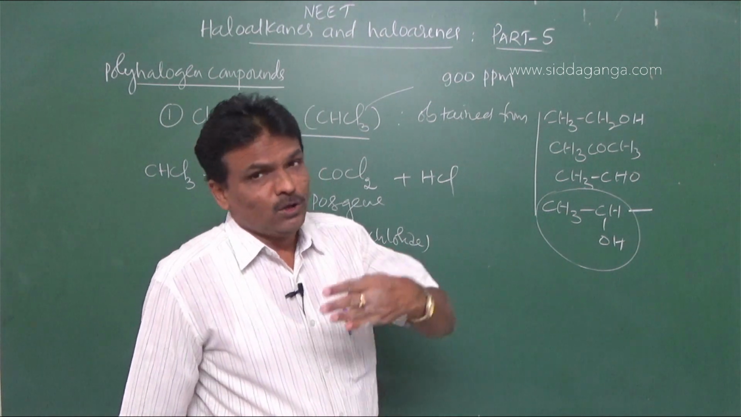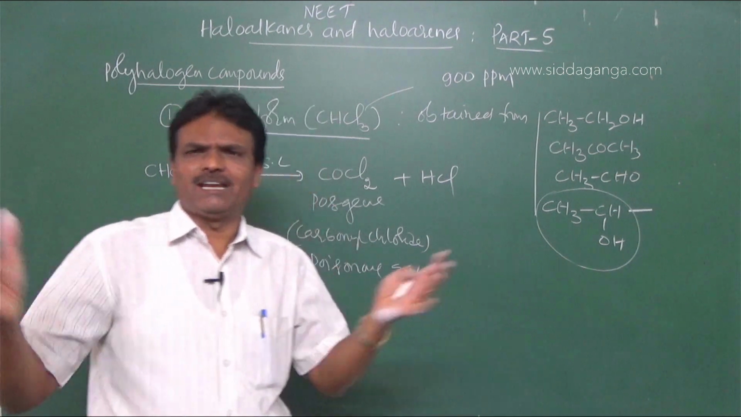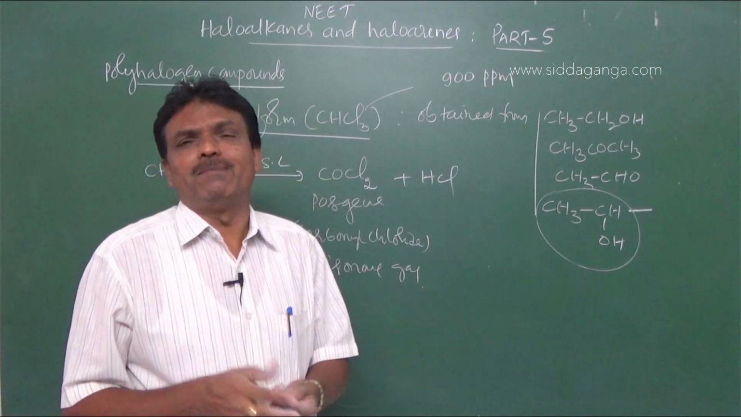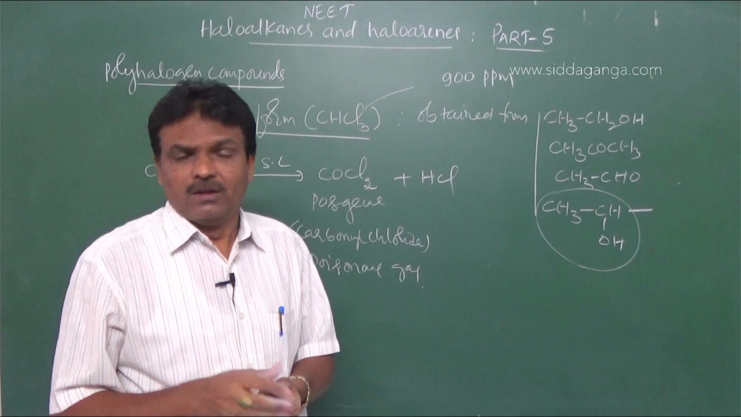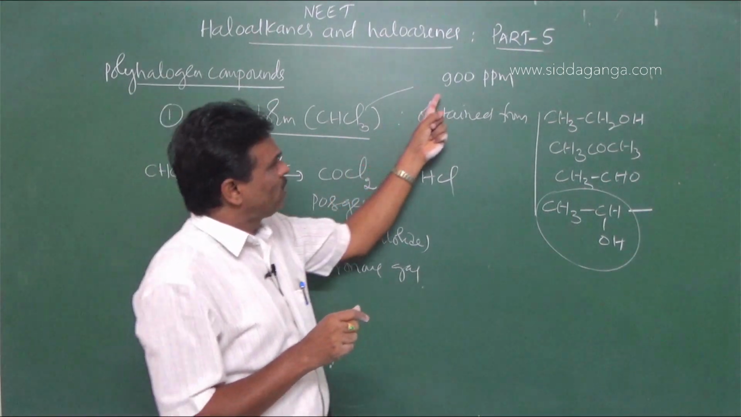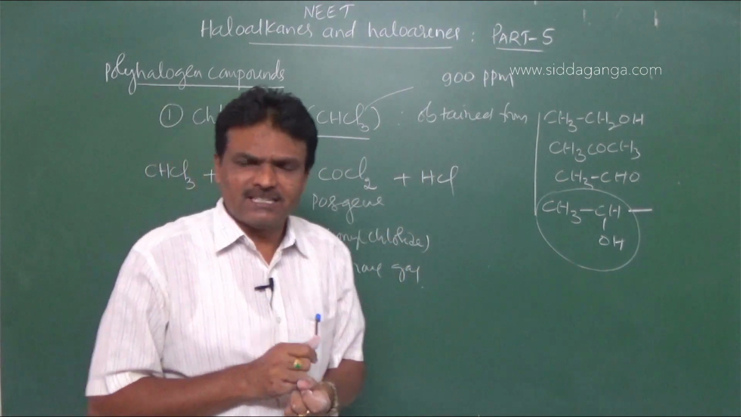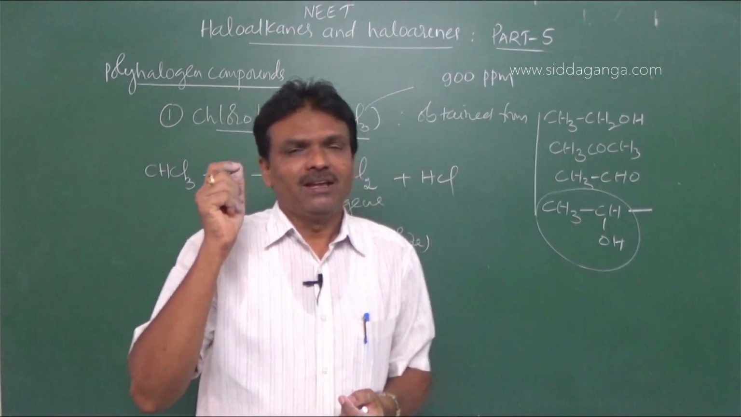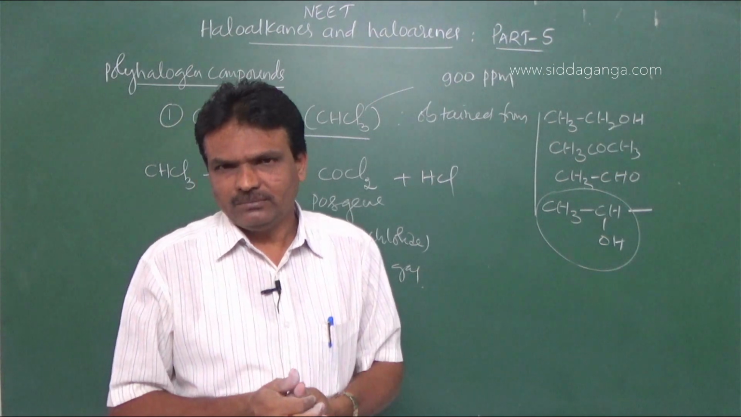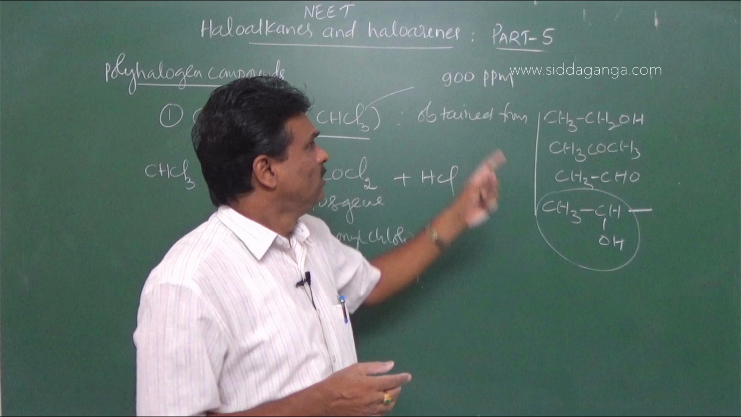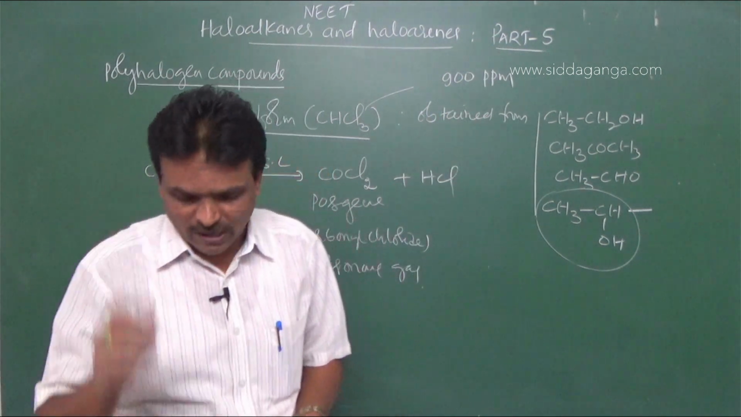Clear? These are the uses. As for the physiological effects, inhaling it damages the central nervous system. If the inhaled chloroform is about 900 parts per million, it causes damage to liver and kidney. Clear? These are the physiological effects of chloroform.